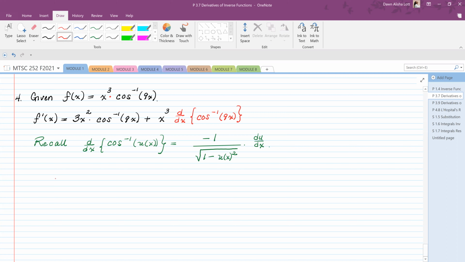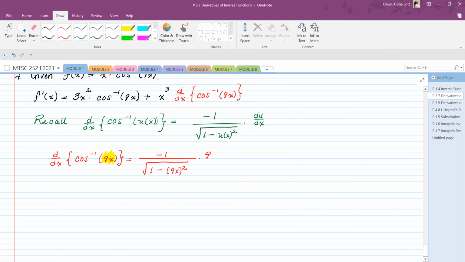So therefore, the derivative with respect to x of the cosine inverse of 9x is going to be -1 over square root 1 minus (9x) quantity squared. And then the derivative of 9x, well, that's not hard. When I go to take the derivative of 9x, I just get 9.